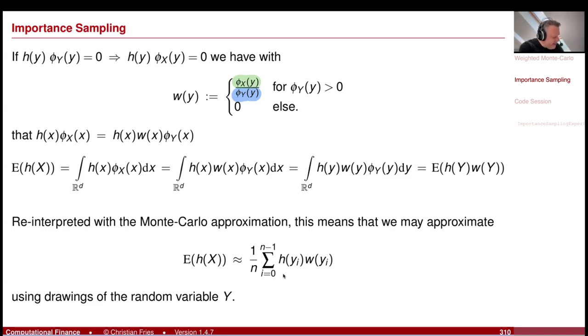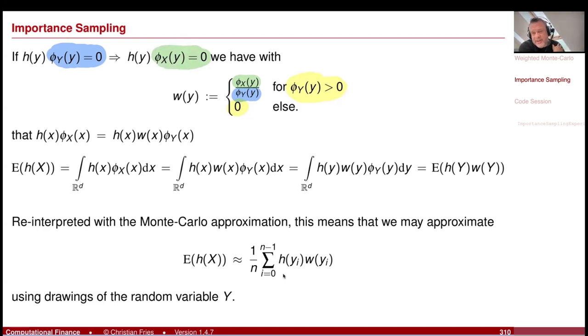So I can actually set the w to anything, let's say to 0 for these values. So let's define now w as phi x divided by phi y, where phi y is larger than 0. When can I use that? Actually, the condition before was that phi x is 0 whenever phi y is 0. So before we had the condition that g equals 0 implies f equals 0.